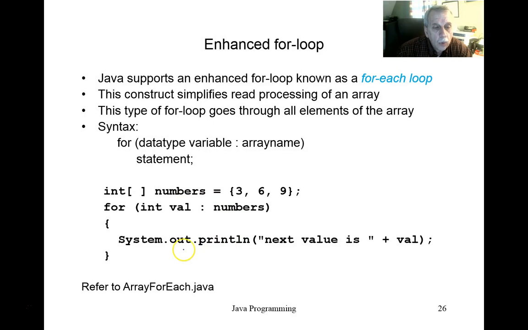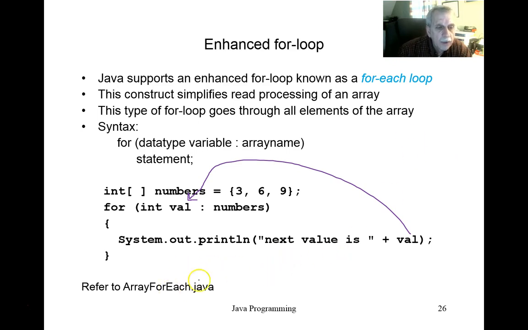And finally, we get within the body and we make a reference to val. Val, once again, is the element that will contain a particular value from the array, and each iteration of the loop is going to give us the next value.